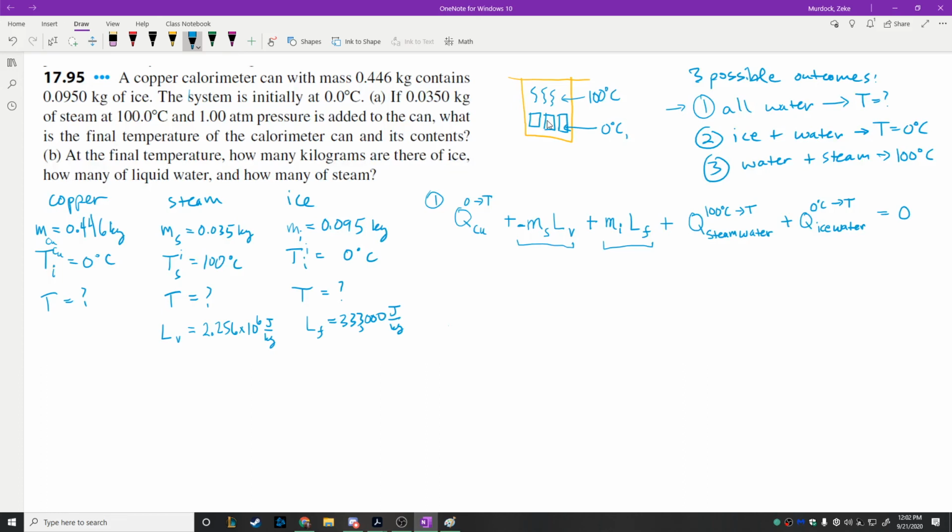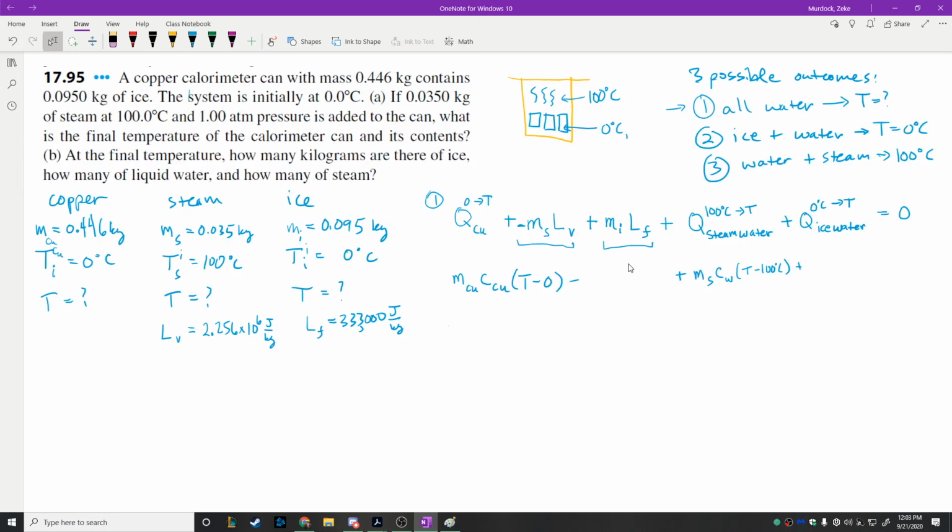Q copper is going to be mass of copper times specific heat of copper times delta T, which will be T minus 0, minus this term. What do you get? And then plus this term. And we're going to run out of room. These problems, there's so many things to write down. For the steam water, we're going to get mass of steam, specific heat of water, and then T minus 100.